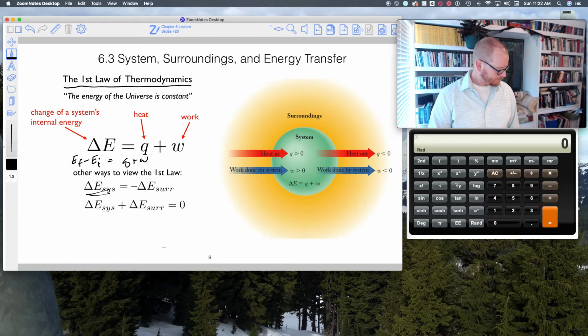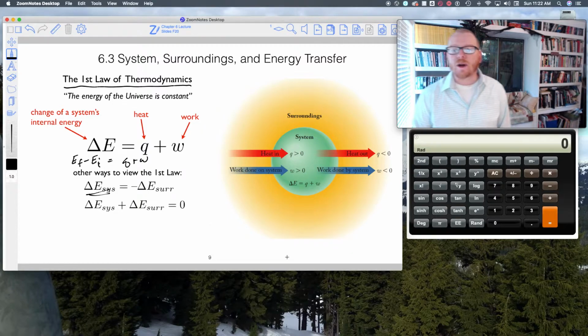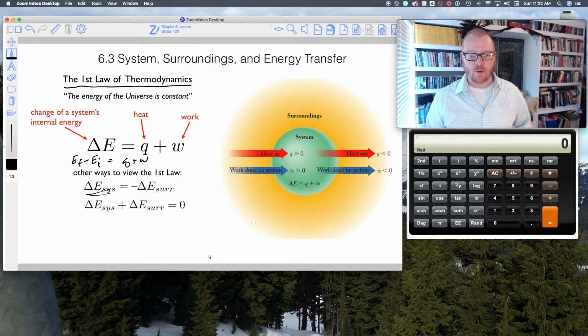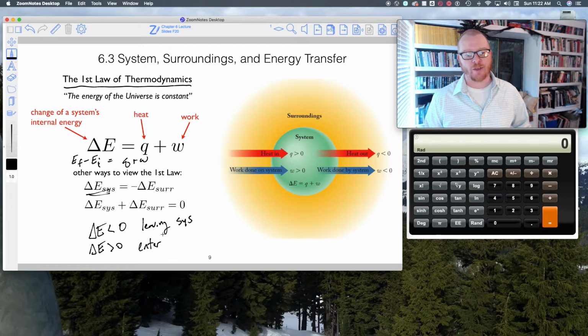All right, so now, what about work and heat? Well, we just talked about when delta E is negative, heat is leaving the system. And when delta E is positive, energy is entering the system.